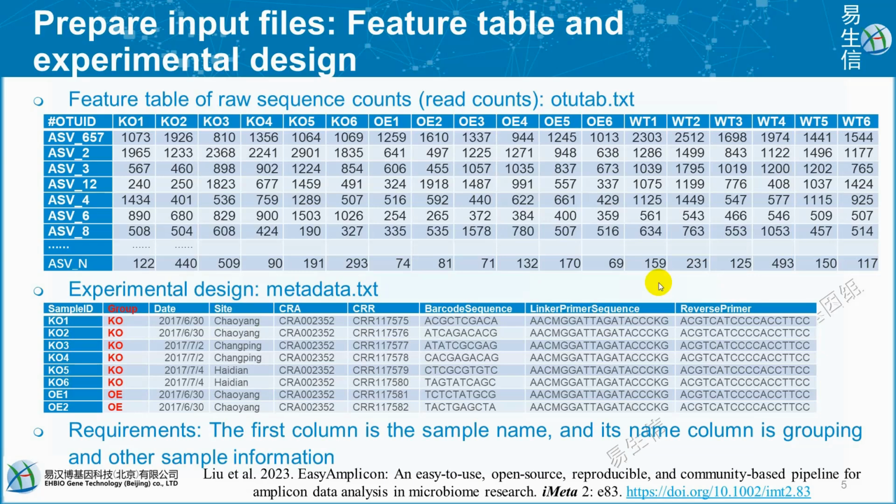What we are actually studying is the impact of different barcodes on amplification efficiency and the amplification preferences of different primers. As you can see in the OTU table text, in the rows we have OTU IDs, in the columns we have samples. And in metadata text, we have information of sample ID, group, date, site, CRA, CRR, barcode sequence, primer sequence, and reverse primer sequence.